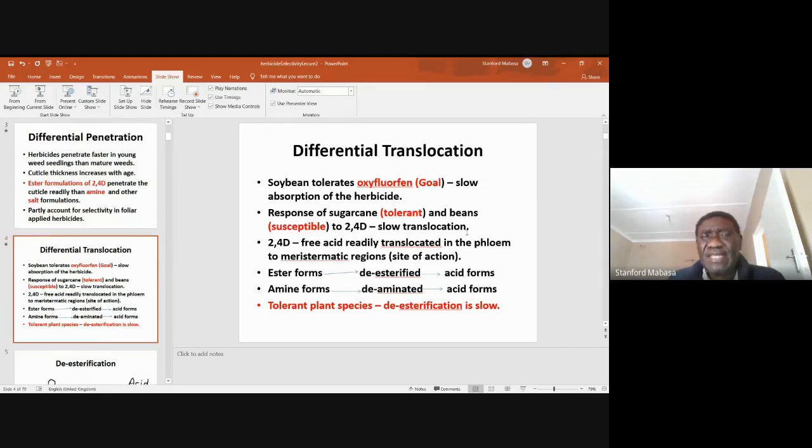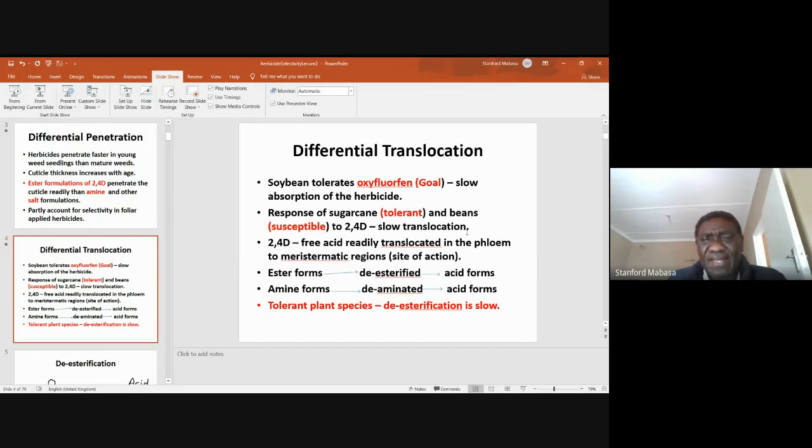Now we have talked of the entry of herbicides into the plant. We want now to focus on their movement, or what we call differential translocation. Now with the soybean, there is a herbicide called GOR, or oxyfluorfen. That herbicide moves very slowly within soybean. And it is that slow movement which can account for selectivity in soybeans.